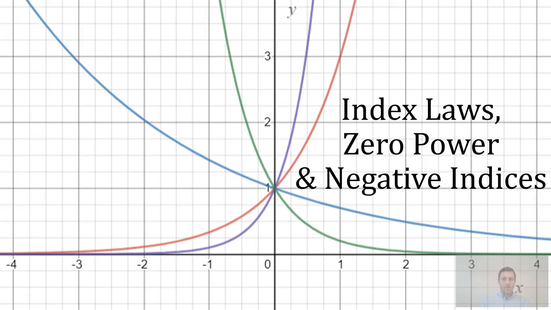In this video, we'll look at a review of index laws, zero power, and negative indices. Index, exponent, or power are often used interchangeably, but in different contexts. For the purpose of this video, I won't worry about the context. In addition, index laws are sometimes referred to as rules. In this video, I'm going to refer to them as laws.